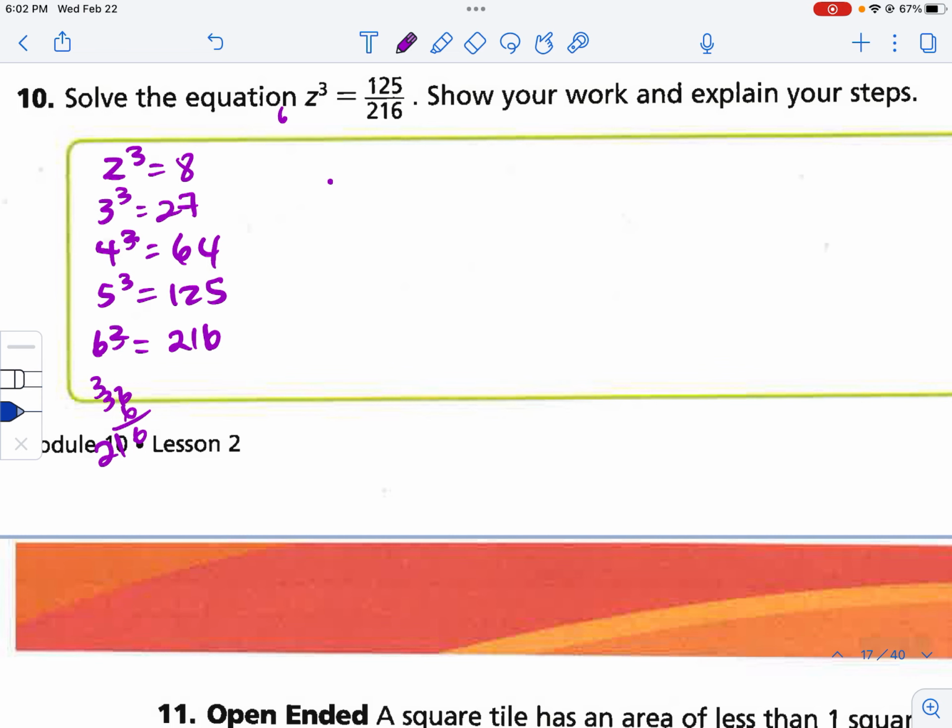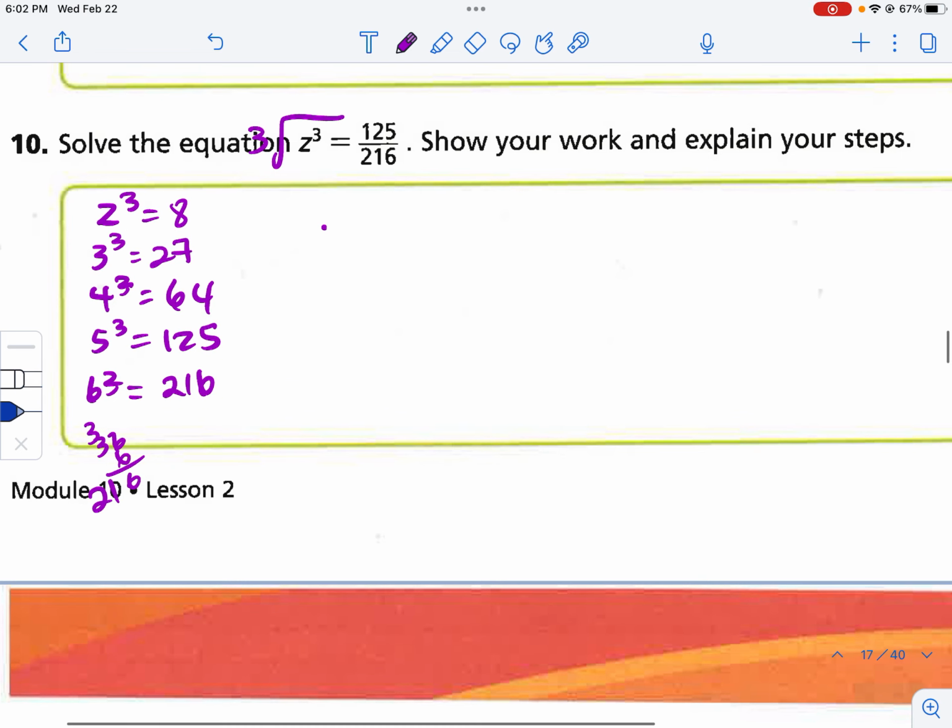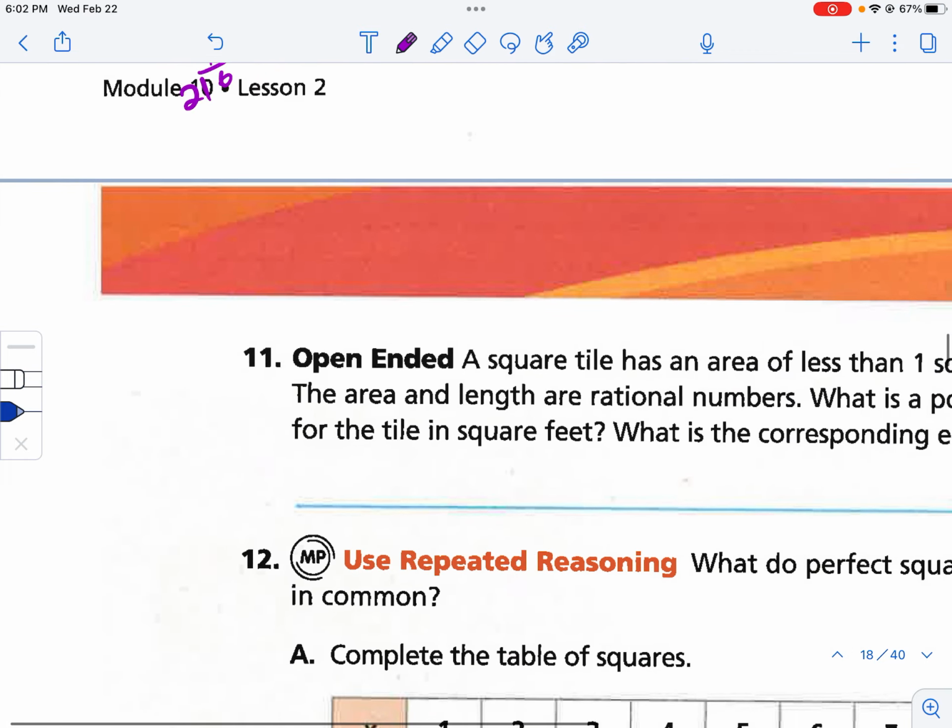So if I cube root both sides of this, what times itself 3 times gets 125? We have that right there. It's 5. And 216 is right there. It's 6. So my answer is 5/6.